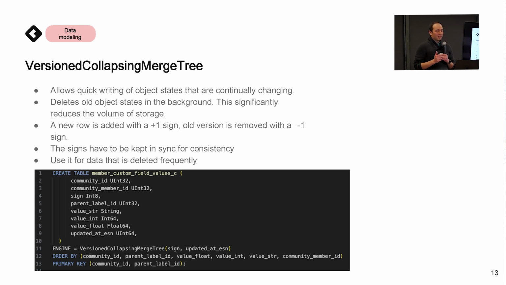So if you have a row you want to update, you write a duplicate with the opposite sign, and that allows you to replace that information with a new version. And you can also do special count operations by summing up these signs. You can do argmax, all sorts of cool stuff. And we use this for these custom field values, which we expect to update a little bit more.